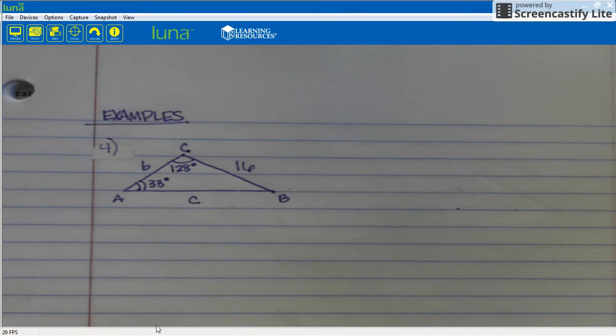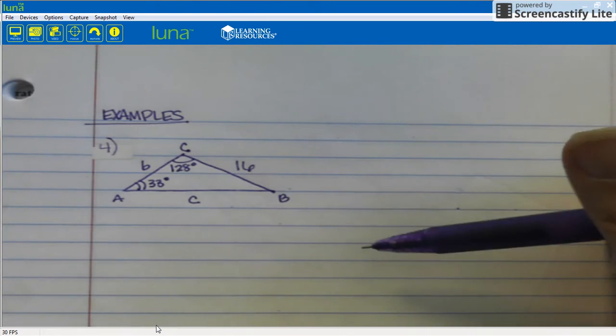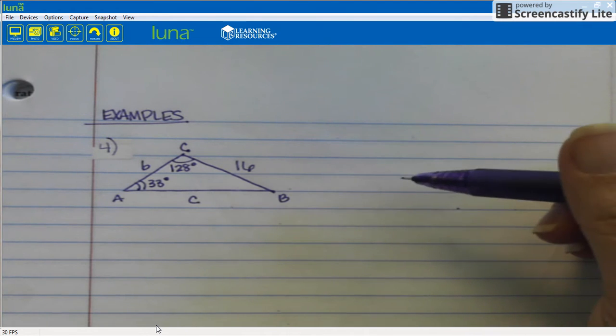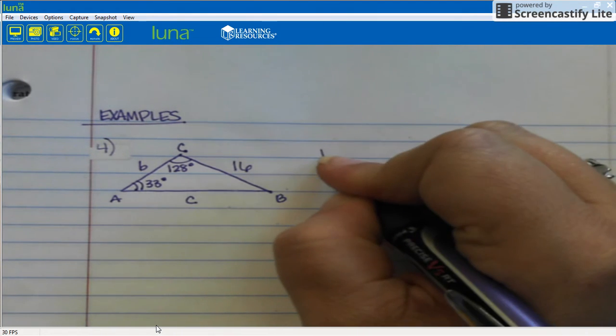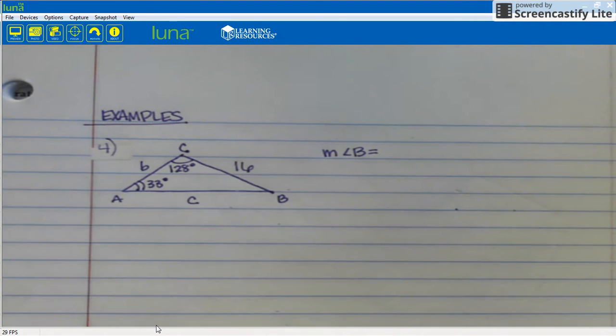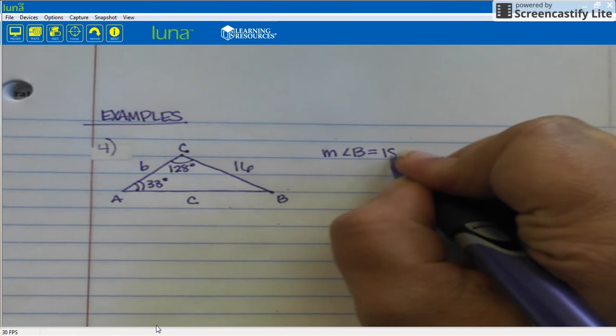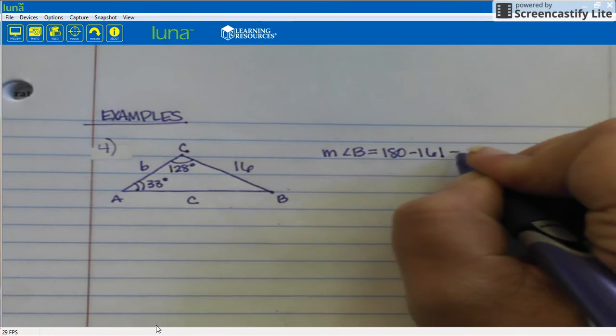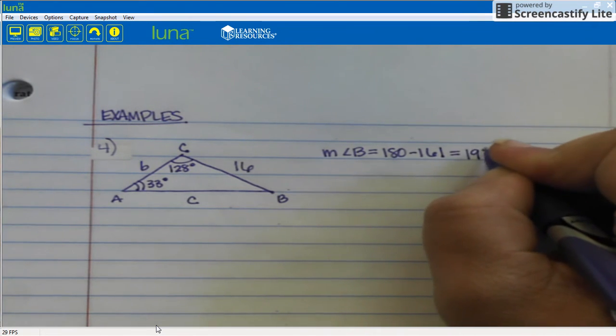On the notes handout that was given to you, if you take a look at number 4, you should see this triangle, and we are asked to solve the triangle. So I need to find the measure of angle B. To do that, I'm going to subtract 128 and 33 from 180. So I have 180 minus 161, and the measure of angle B is 19 degrees.